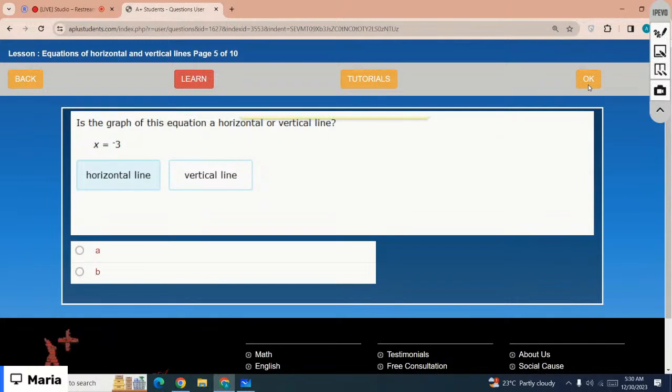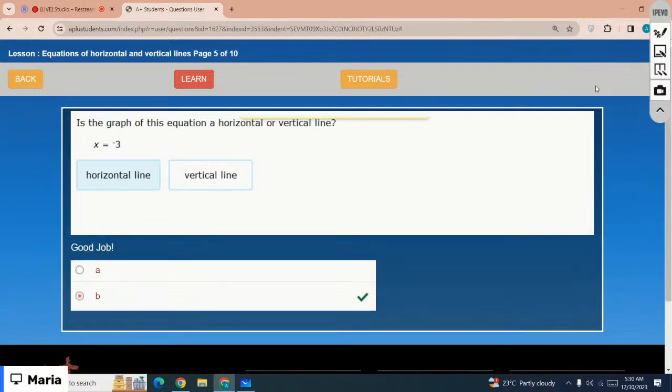Is the graph of this equation a horizontal or vertical line? x equals -3. So which is the correct option? That is x equals -3. So it must be a vertical line. Option B is the correct option.